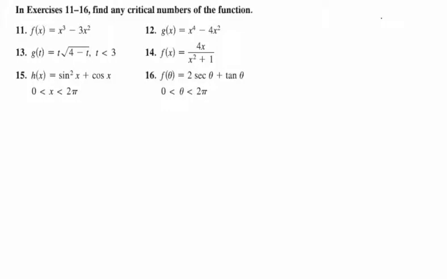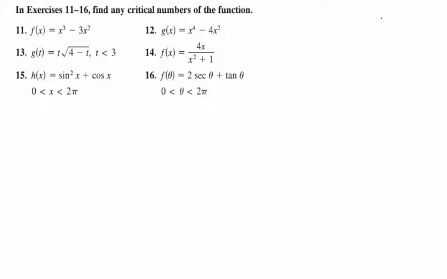Well, now that we have some conceptual understanding of relative minimums and maximums, where they occur at critical numbers, we actually want to begin using algebra to find the critical numbers in functions. And this is a step on our way towards using calculus then to find where minimums and maximums occur.